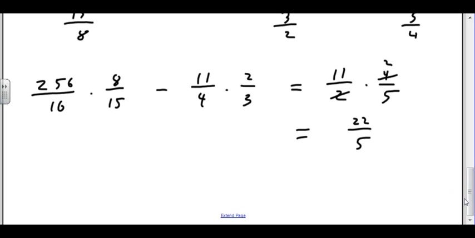Okay, 256 divided by 16 times 8 divided by 15 minus 11 divided by 4 times 2 divided by 3. Boom. And I get 67 over 10. Doesn't that just piss you off?